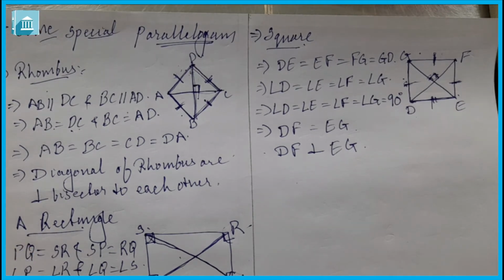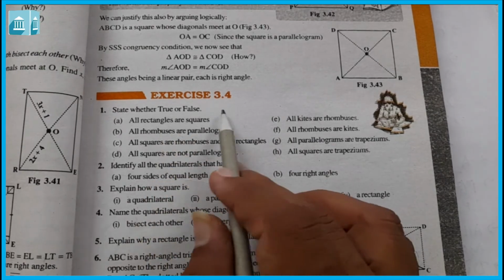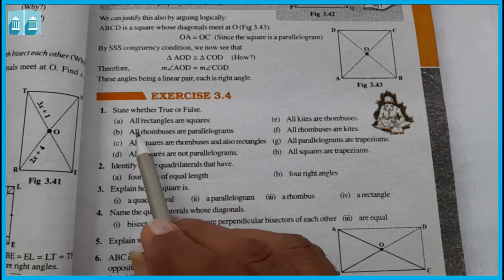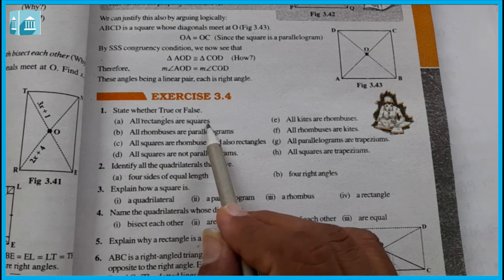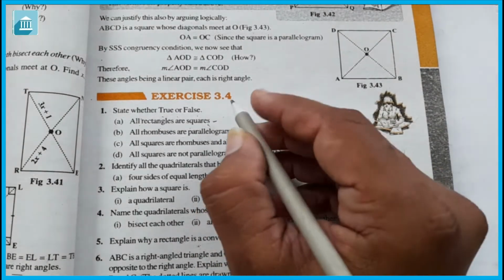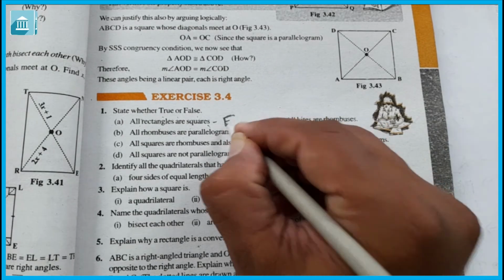Now let us see exercise 3.4. In exercise 3.4, question number 1 is state whether true or false. Now let us begin. All rectangles are squares. No, it is false, because we can say all squares are rectangles, but all rectangles are not squares.